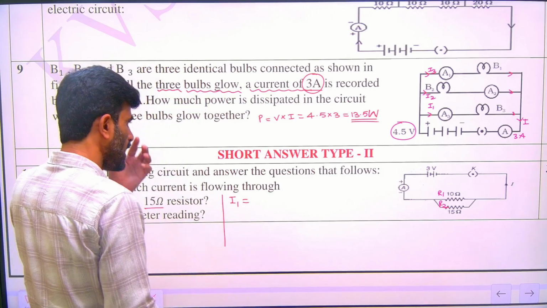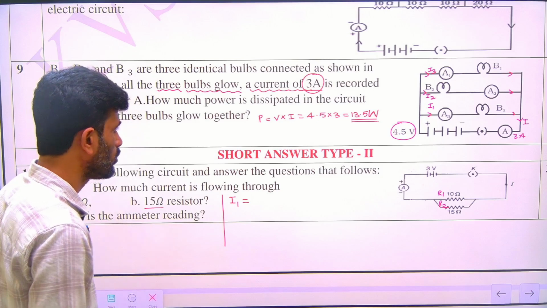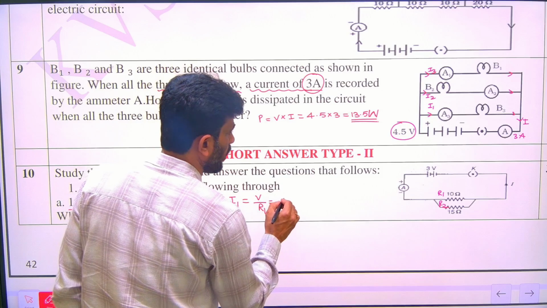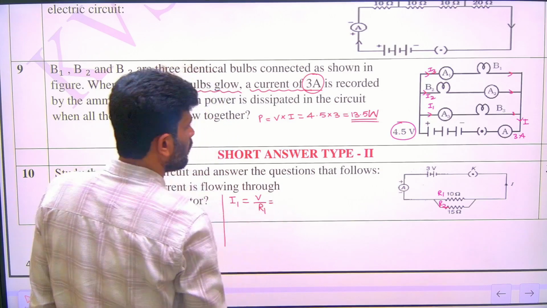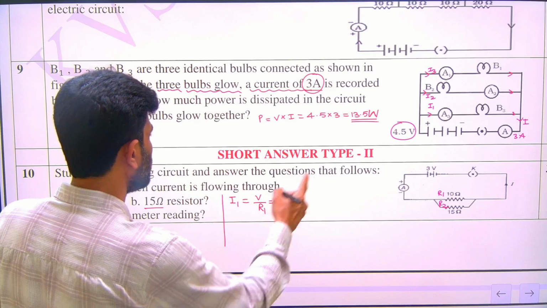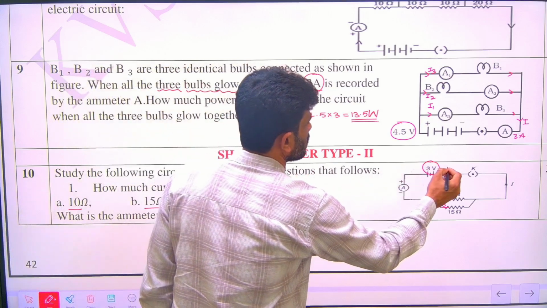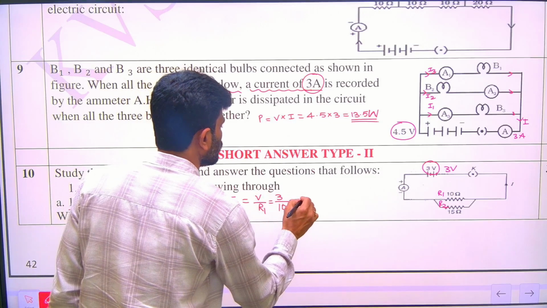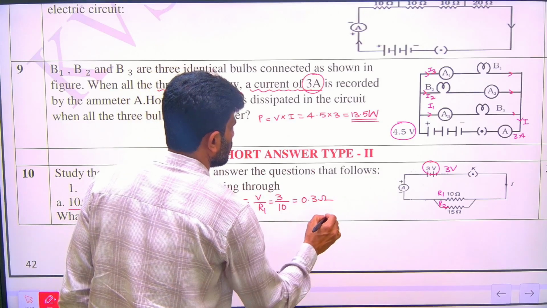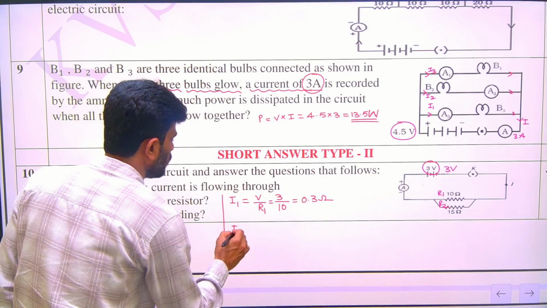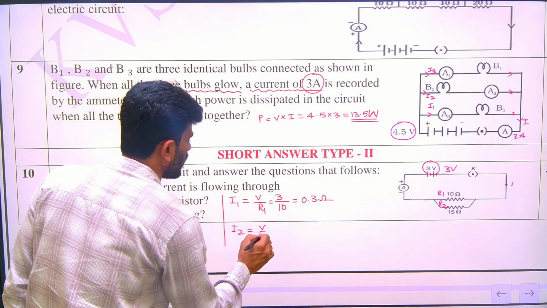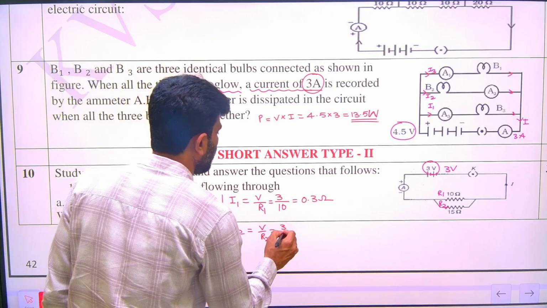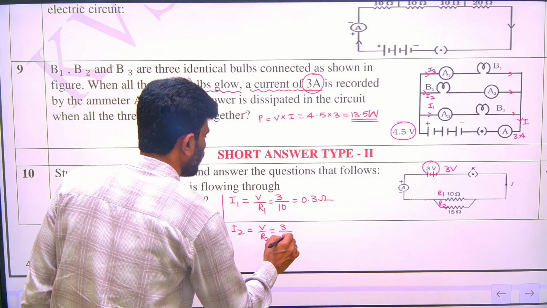What is I1? Generally I is equal to V by R. Now we can write V by R1. V is given as 3 volts. So it is 3 by R1, which is 10. So it is 0.3, this is I1. Now coming to I2. I2 is equal to again V by R2. In parallel, the potential difference is the same. So that is 3 by R2, which is 15. 3 by 15.